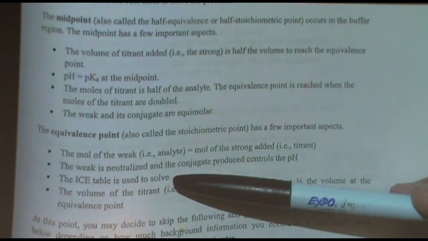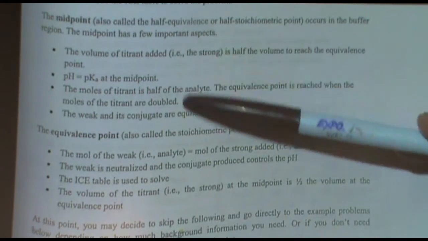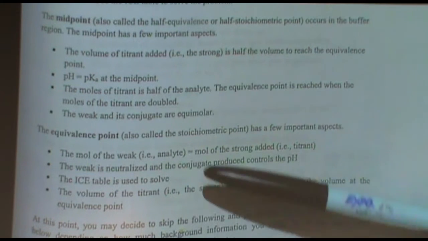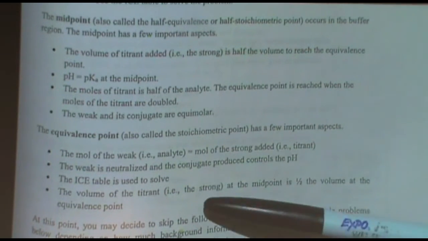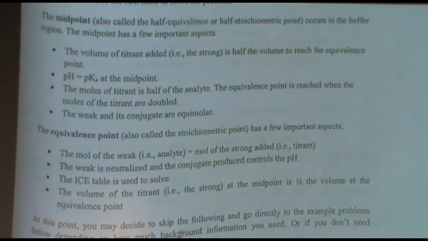At the midpoint, you'll be able to use the buffer equation here, or really just pH equals pKa. Where down here at the equivalence point, you'll have to use the ICE table to solve this one. Okay, so it just depends where you're at.